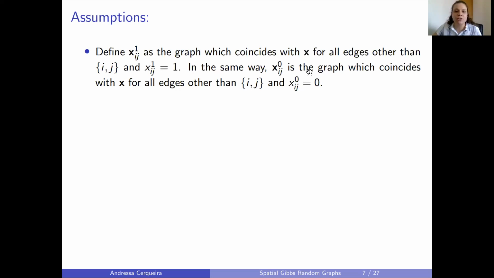So first, I would like to define two graphs. It's simple. Imagine that you have a graph X. Then we are going to take a pair of vertices i and j.